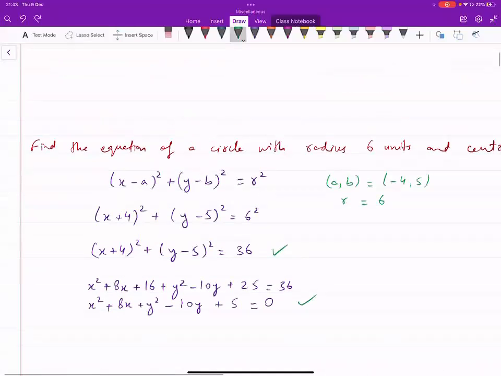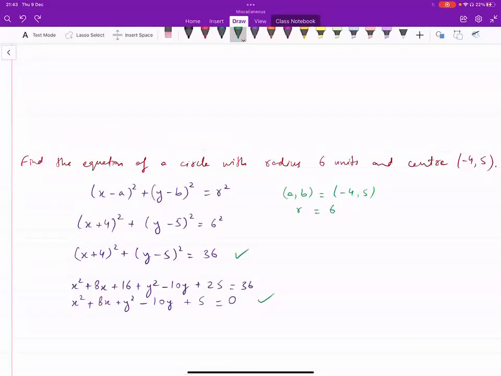Let's say we have to find the equation of a circle that has a radius 6 units and center is (-4, 5). So this is the standard form that we've got: (x minus a) whole square plus (y minus b) whole square equals r square. We just input values. In place of a we put -4, in place of b we put 5. So x minus -4 becomes x plus 4, and y minus 5 whole square equals r square. The radius was 6, so we made it 6 square. You can simplify the right side, 6 square becomes 36.